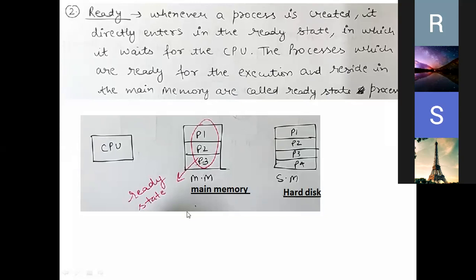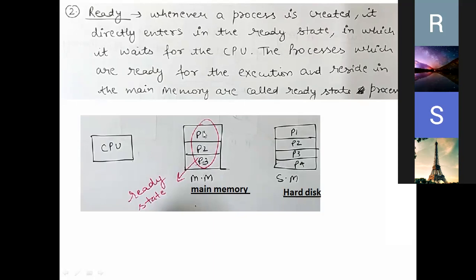Again, we have the same figure being drawn. We have the CPU, here is the main memory or the RAM, and S.M stands for secondary memory. An example of secondary memory is the hard disk. In the secondary memory or hard disk, I can expect n number of programs to be residing. Among programs P1, P2, P3 and P4, I am able to bring the P1, P2 and P3 processes into main memory. So all these processes P1, P2, and P3 are in the ready queue, residing in the ready state.